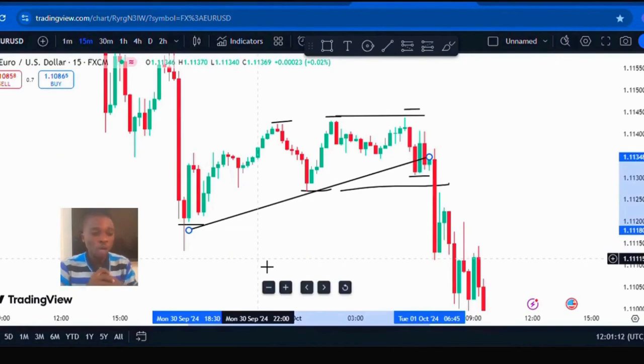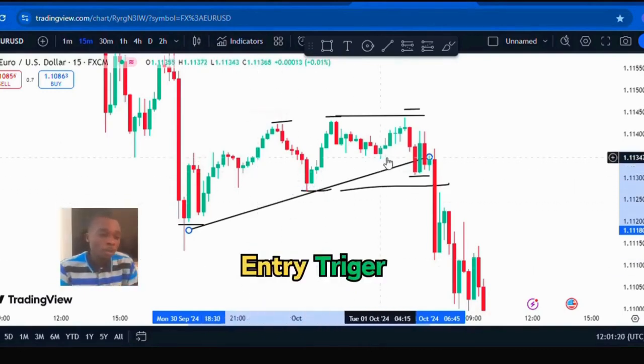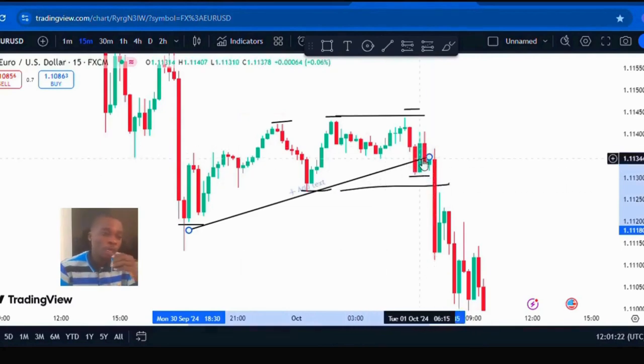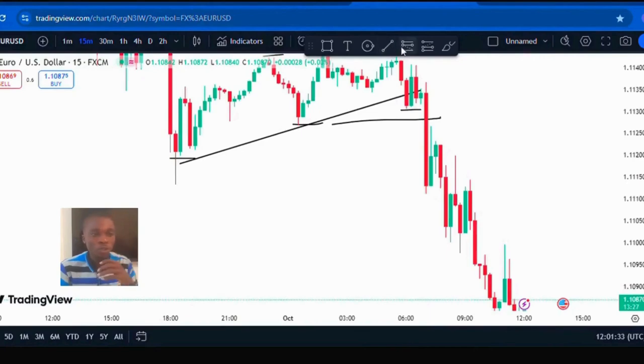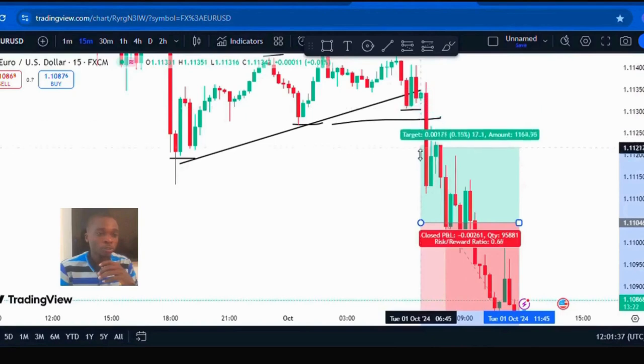You see, we've had a trend now. All you need to do at this point is look for an entry trigger and a confirmation. Now see, price broke out of the support, boom. Right here is our entry trigger. You can see that right here is our entry trigger. You just immediately take a short position, boom, a short position just like this.